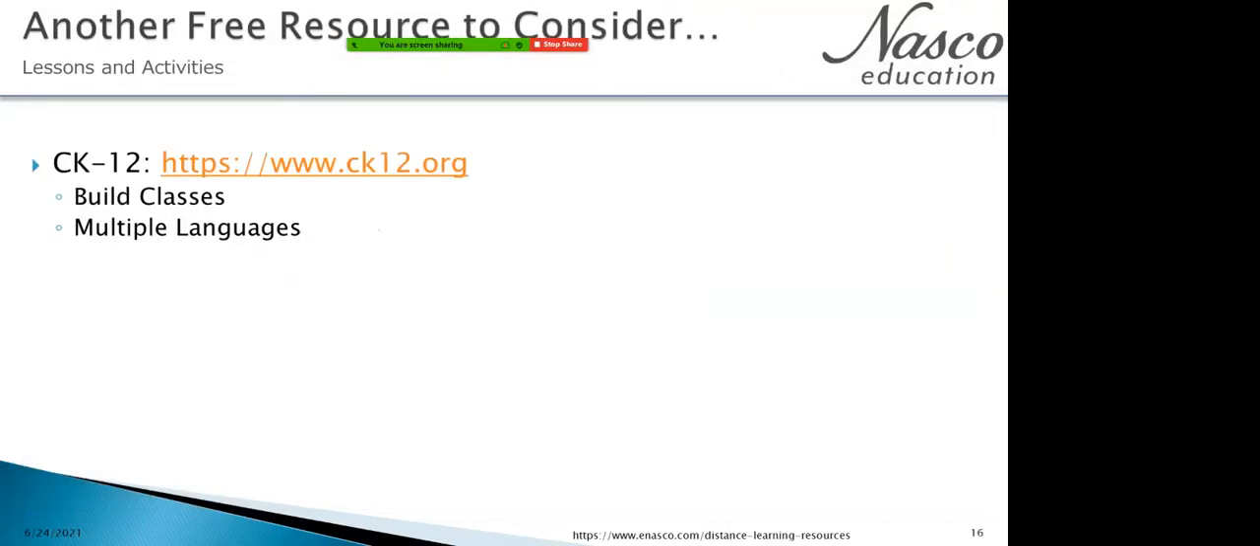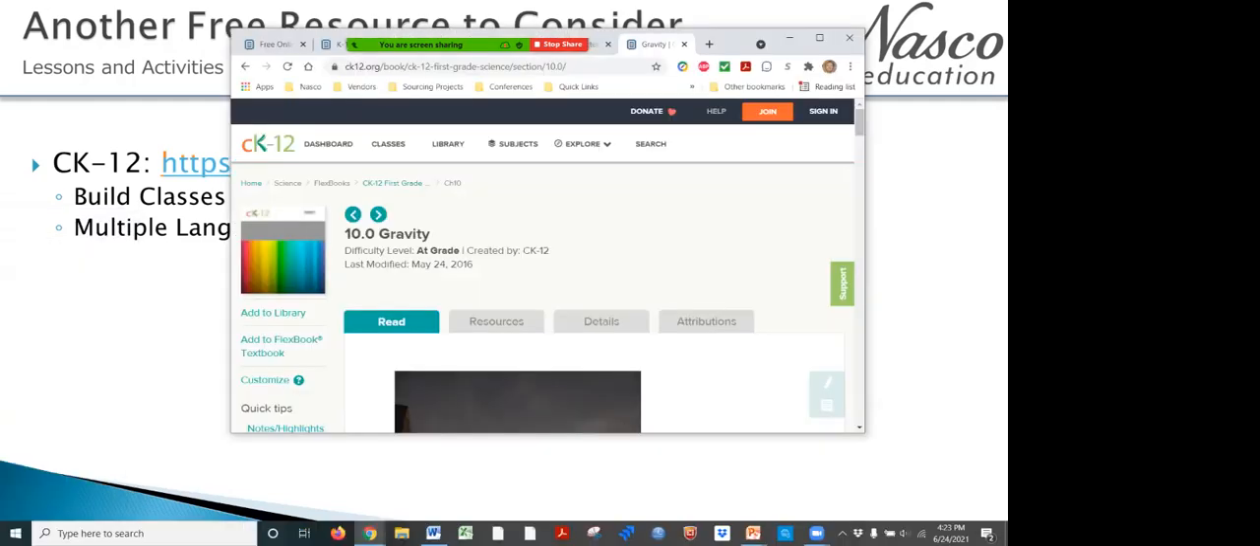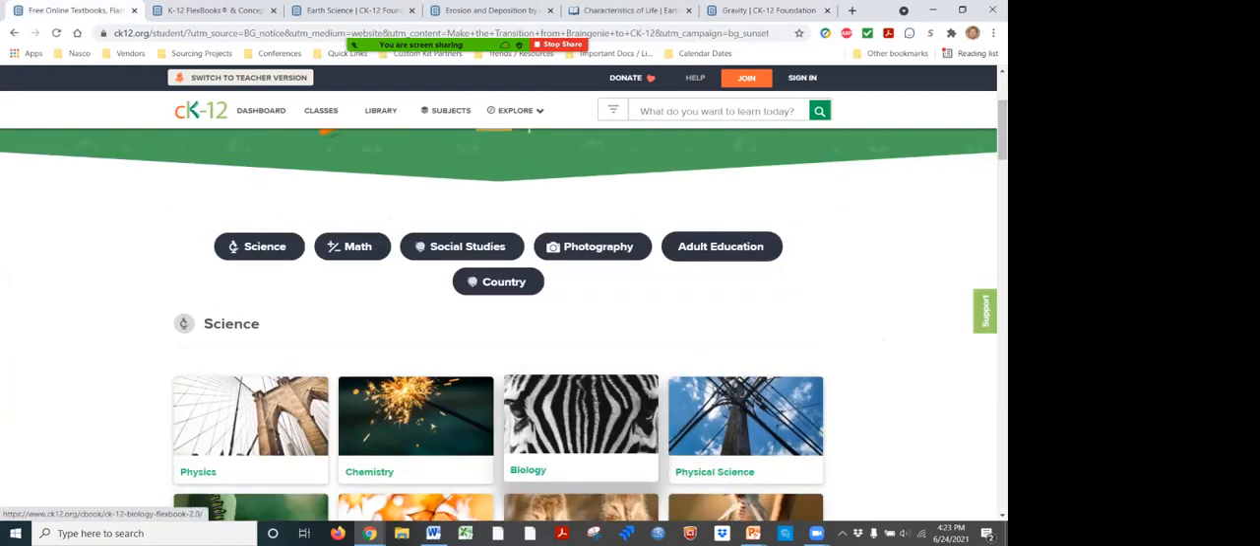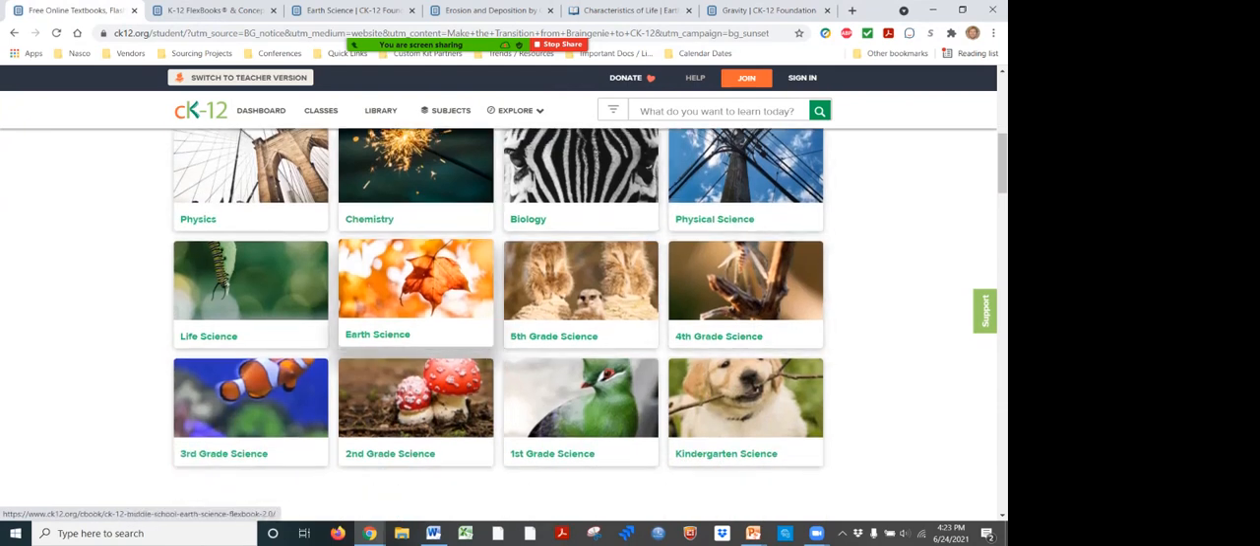Another resource to consider is CK-12. This is really nice because, being a free resource, they allow you to build classes and integrate with other designs. So I'm going to click on this link right here to pull this up, just to give you a better idea of what this actually looks like. Here's your dashboard. It gives you a variety of different topics that you get to pick and choose from. If you want science specifically, or grade level specific as well, you can do that.